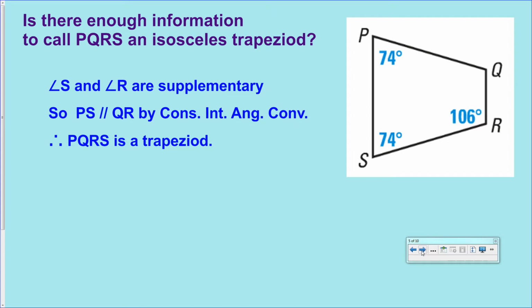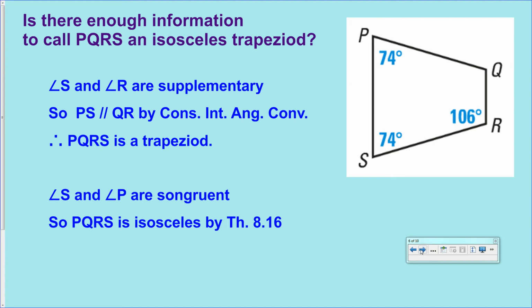And therefore, we have one set of parallel sides, so we have a trapezoid. And by the same reasoning, we can show that 74 and 74 are not supplementary, so therefore they are not parallel. And then secondly, we need to show that it is an isosceles trapezoid, and that's pretty easy because once we have that these two are the bases, then we have a congruent set of base angles. So by theorem 8.16, that is an isosceles trapezoid.